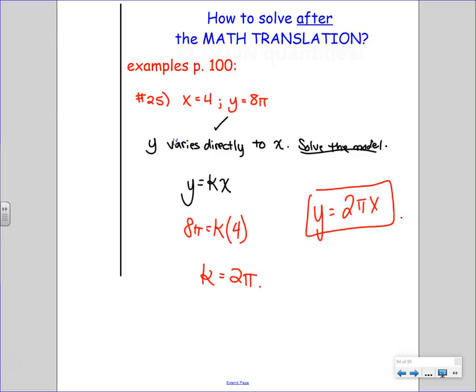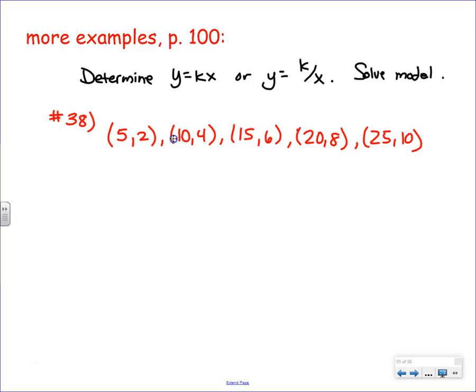There's another one. I have to show you examples, or else you're going to freak out when you see something different. This one gives the information differently, but we're telling you these x's and y's fit one of these models.